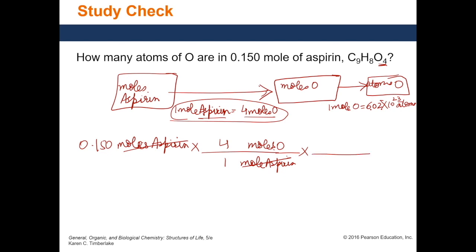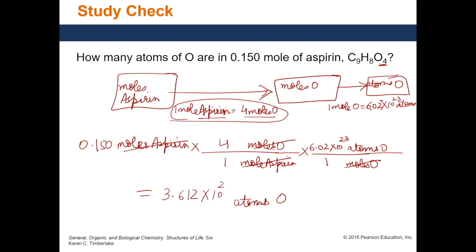Now we go from moles of oxygen to atoms. To cancel mole, I divide by moles of oxygen and multiply by atoms of oxygen. 1 mole of oxygen has 6.02 times 10 raised to power 23 atoms. Moles and mole was cancelled. Your final answer is in number of atoms of oxygen. Plug this into your calculator. It would give you 3.612 times 10 raised to power 23 atoms of oxygen.